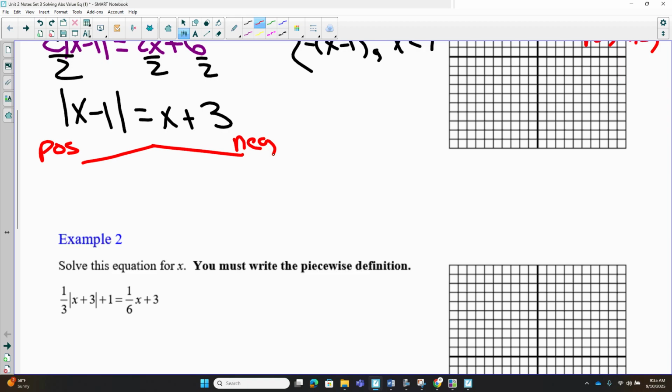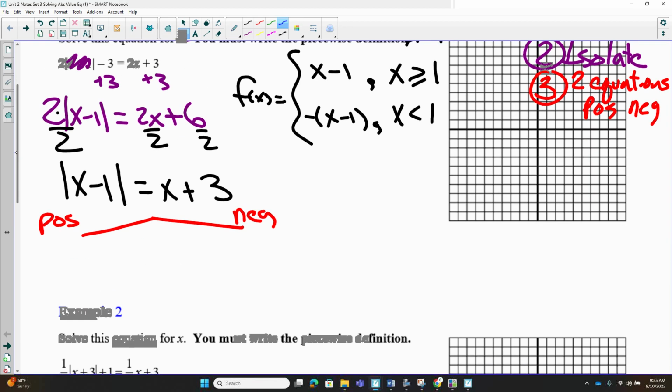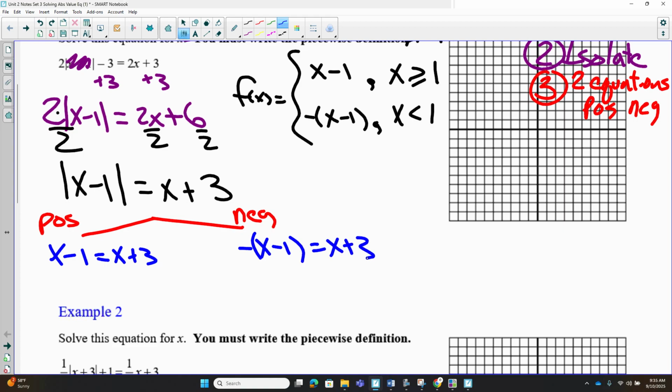So when we get this done, we're going to write two equations. Guys, positive means, we're back to our piecewise again. We have a positive section and a negative section. So I'm going to go over x minus 1 over here. I'm going to put negative x minus 1 in parentheses over here. Now I'm setting it equal. Remember, I had two parts. Either that can be positive or that can be negative. That's the understanding of this, okay? And then you're going to set it equal to x plus 3, and you're going to have equals x plus 3.